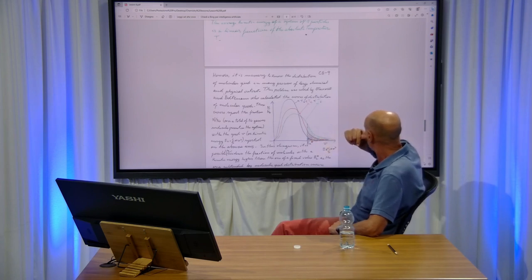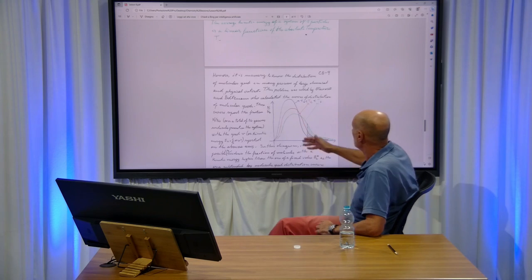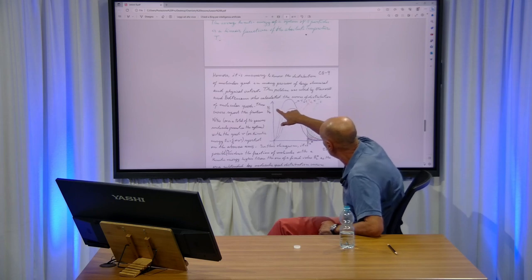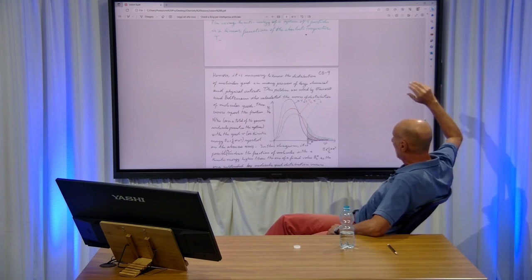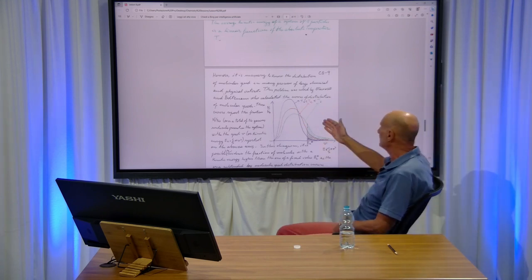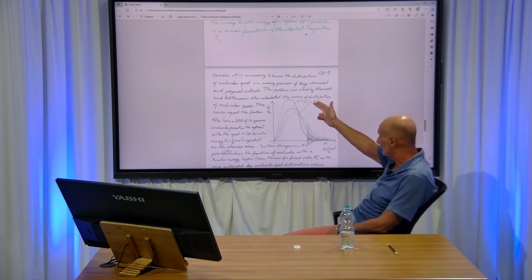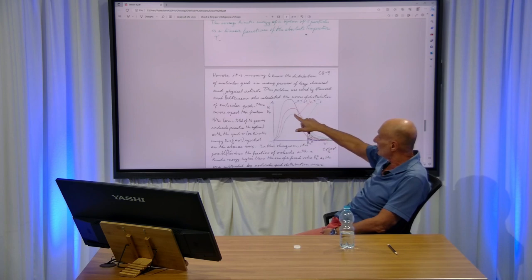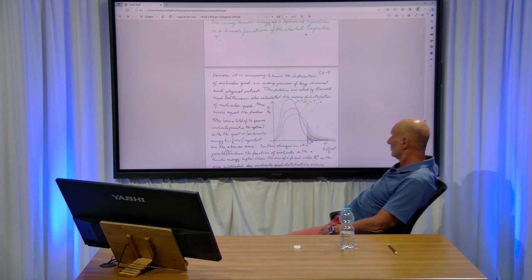If we go to a temperature T2, which is higher than the temperature T1, the curve will be similar in shape, but it will exhibit a lower value of the maximum, and the whole curve will be shifted toward the right. And if we take a temperature T3, which is higher than T2, which is higher than T1, this curve will exhibit a still lower maximum, and the whole curve will be even more shifted toward the right.